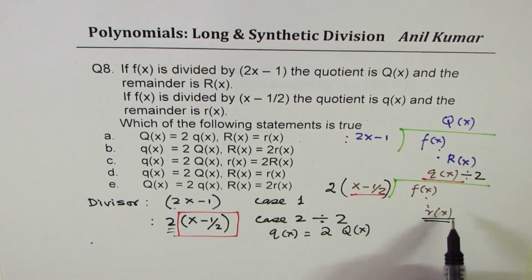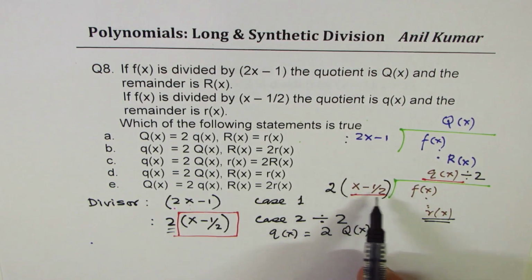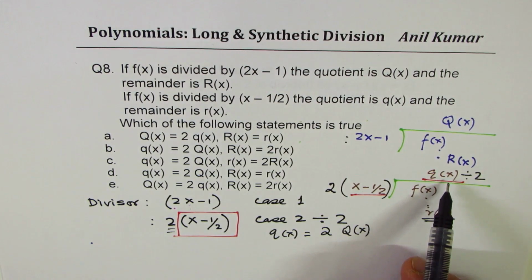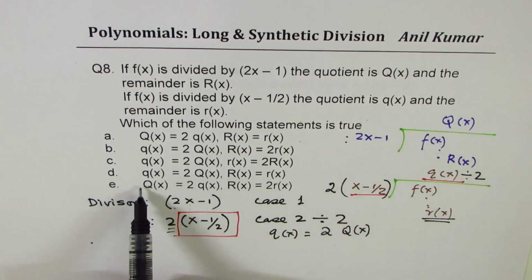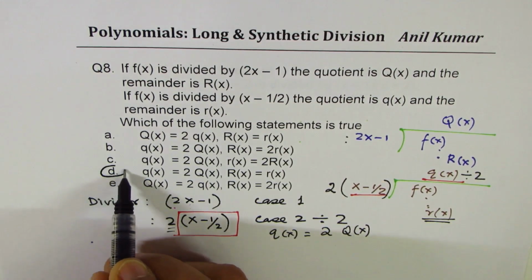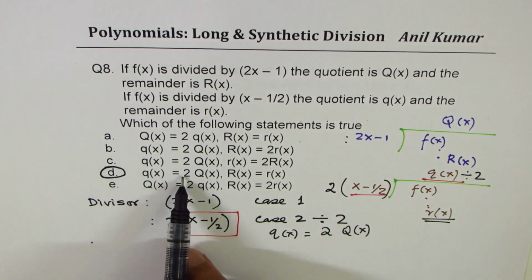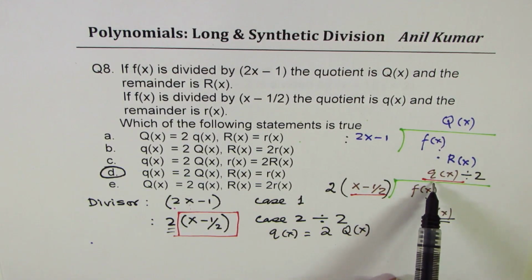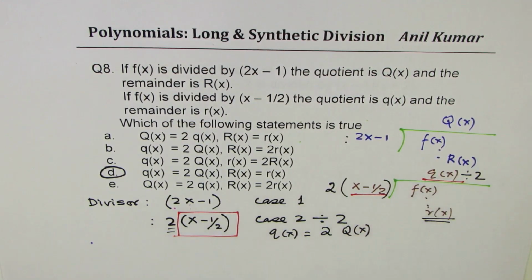However, the remainder will be same, right? So the remainders remain same when you divide by this, but the quotient is double when you find. So q of x is twice capital Q of x. So the correct answer is option D. q of x is twice the quotient which you got earlier. So to get the final answer, you should divide this by 2. So I hope this is clear, right?